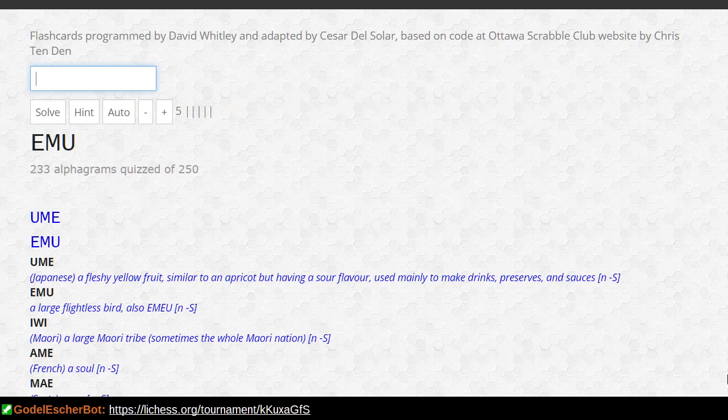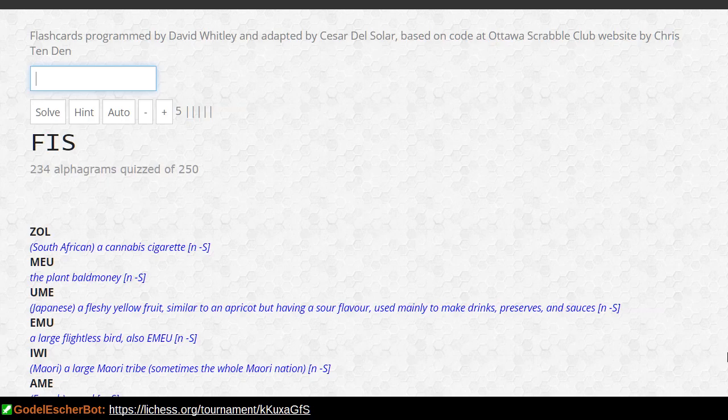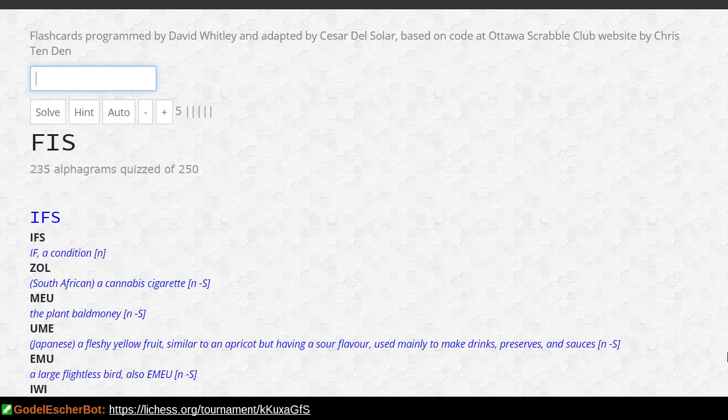Ume. I wonder if Rachel and June have ever used that. Mew. The plant bulb money is mew. How do you spell something with that? Zol, a cigarette with cannabis in it. Ifs, perhaps. I don't suppose you could do this with solfege. No, didn't think so.